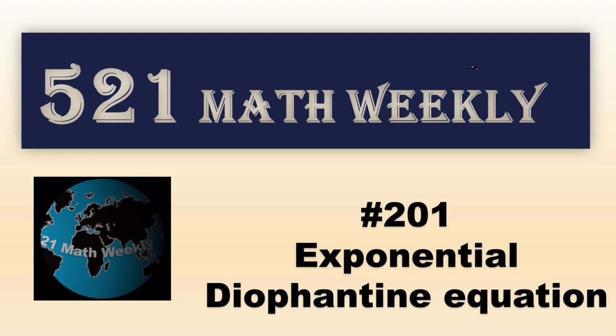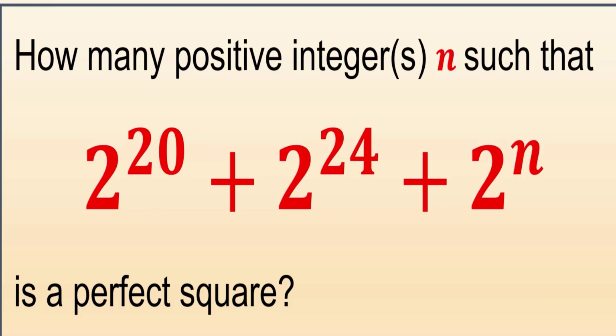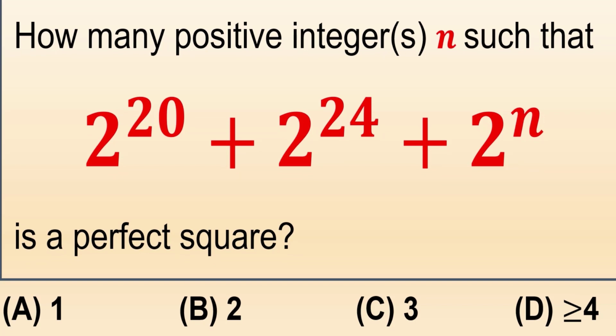Here is the problem. How many positive integers n are there such that 2 to the power of 20 plus 2 to the power of 24 plus 2 to the power of n is a perfect square? The options are A: 1, B: 2, C: 3, D: at least 4.